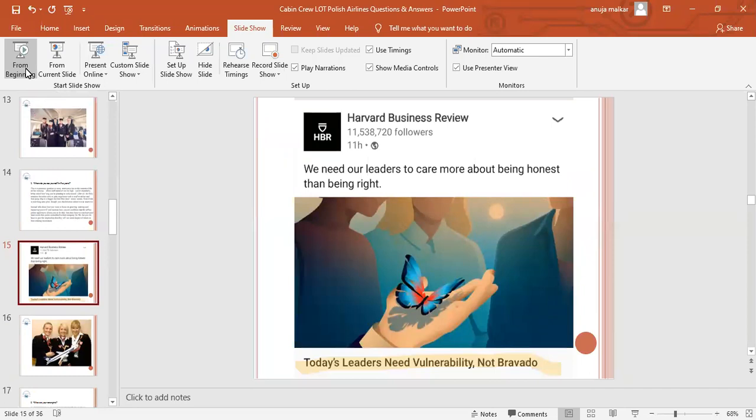Yes, so this is a very motivational line, I can say, which I got from Harvard Business Review. We need our leaders to care more about being honest than being right. Today's leaders need vulnerability, not bravado. Before COVID, a leader's IQ as well as EQ was tested, and sometimes the IQ was given more importance. But as we faced this COVID situation, we came to know that the people who can accept change quickly and are more flexible can survive in a pandemic type of situation. So now, during interviews, leaders would like to hire a candidate who can stay motivated during the time of vulnerability also. So you need that trait in you, which is emotional intelligence. High emotional intelligence is required.